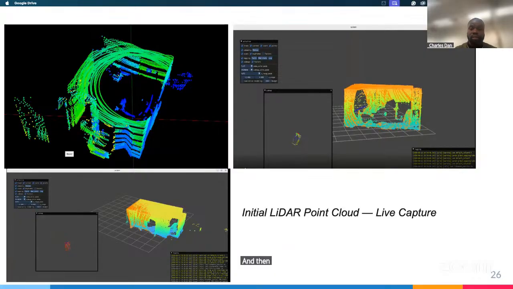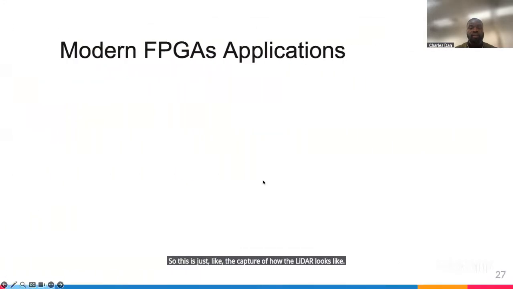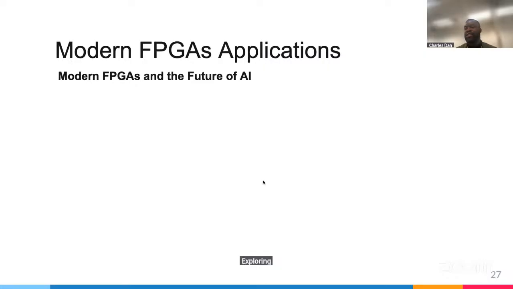Then this is just the capture of how the LiDAR looks. Then I'll run through some of the applications which I'm currently exploring. It has a very wide application as well, which needs to be worked on.